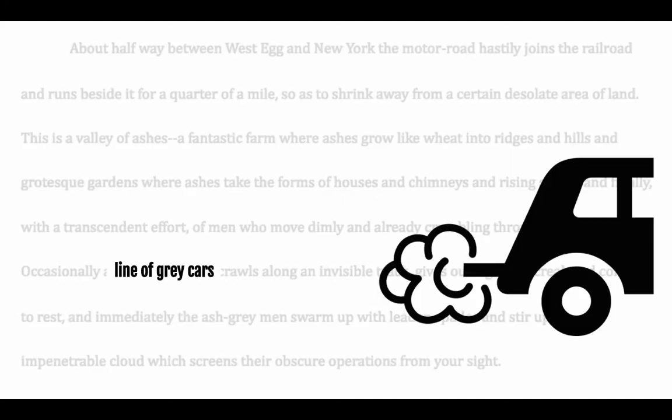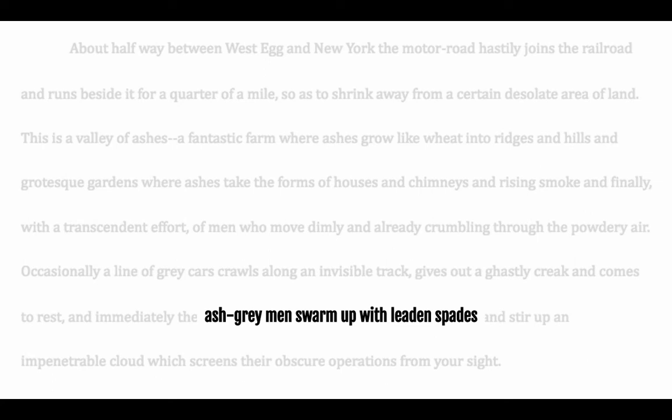Occasionally, a line of gray cars crawls along an invisible track, gives out a ghastly creak, and comes to rest. And immediately, the ash-gray men swarm up with leaden spades, like shovels, and stir up an impenetrable cloud, or a cloud you can't see through, which screens their obscure operations from your sight. I feel like all I've seen in this whole paragraph is gray everywhere. So I'm starting to wonder if there's other gray imagery or dark and cloudy imagery that I've missed.